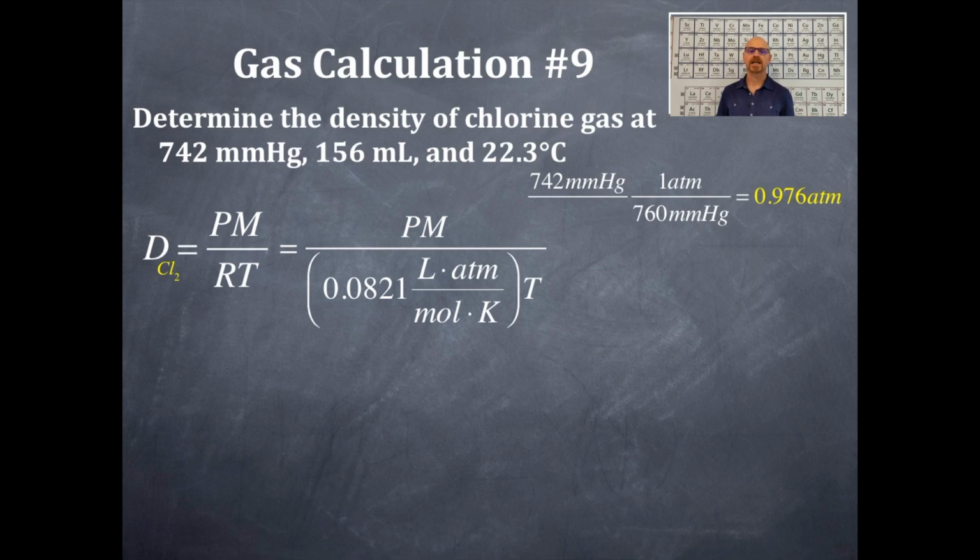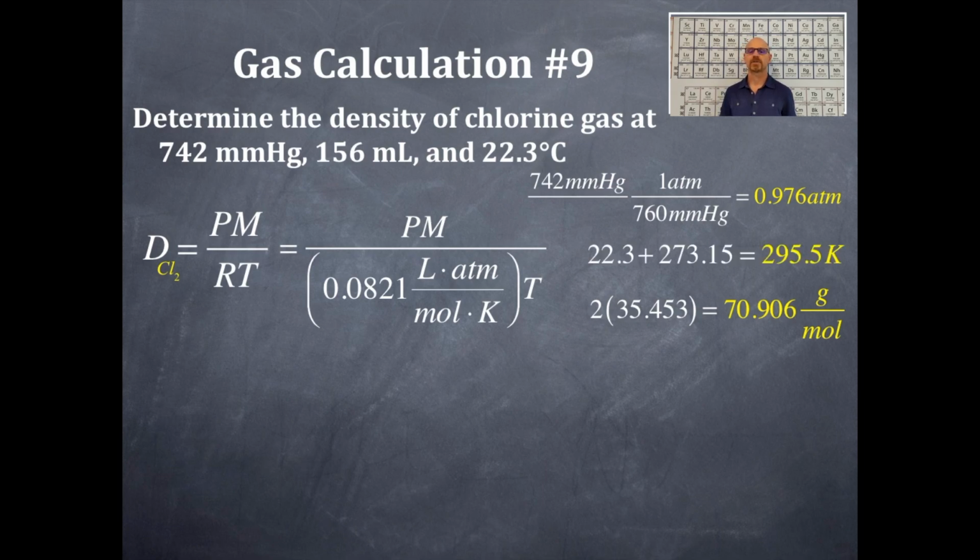Then we're going to calculate the M, that is the molar mass. So I'm going to look up chlorine on the periodic table, find chlorine, and then multiply it by 2 because it is diatomic, and therefore that is the 70.906. The units for molar mass are grams per mole. The next thing we're going to do is convert the temperature into the correct units. That's 22.3 degrees Celsius. I'm going to add the 273.15, and I'm going to get 295.5 kelvins, to 1 decimal place.